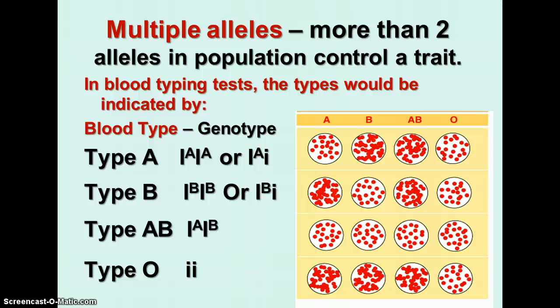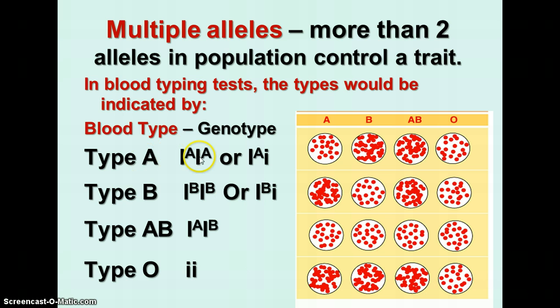If you have type A blood, that means you have the A allele. You can be homozygous for the A allele, or you can be heterozygous. If you have type B, you have the type B allele. Again, you can be homozygous or heterozygous. If you have both the A and the B, they're both expressed. They're codominant, and they're both dominant to the recessive O allele.